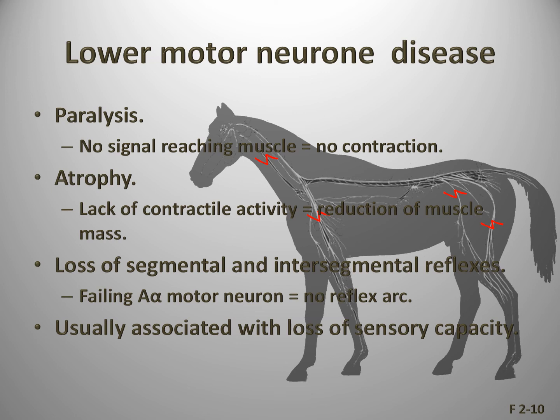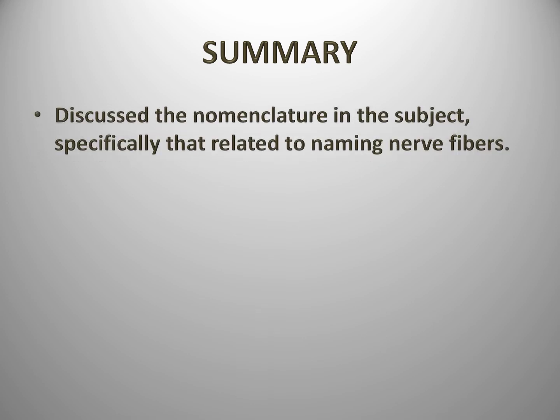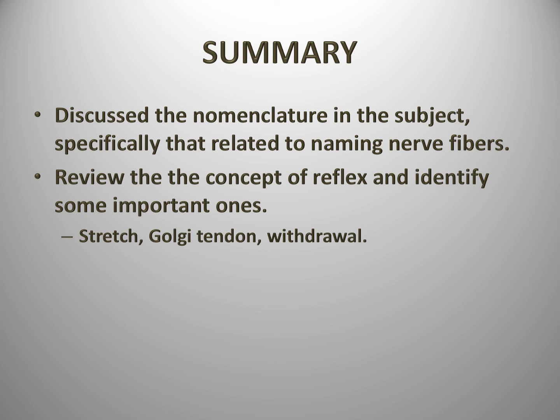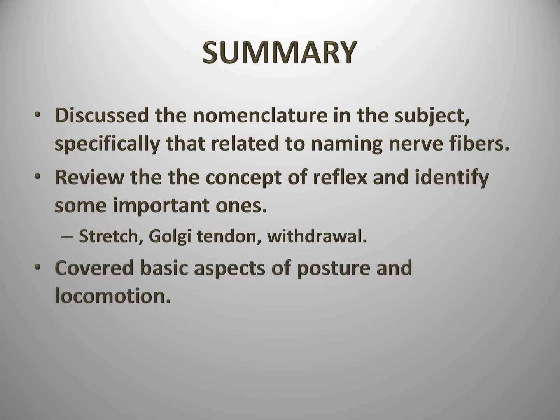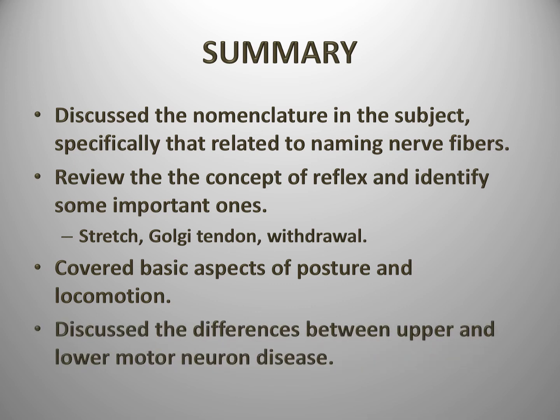This completes the material that we intended to cover today. Hope it was useful. Just to remind you what we have done today, we covered the current methodology to name nerve fibers. Then we defined a reflex arc and explained the three most common reflexes in some detail. We followed with the basic explanation of how signals are transmitted to maintain posture and to control locomotion. And we concluded by describing the basis of upper and lower motor disease.